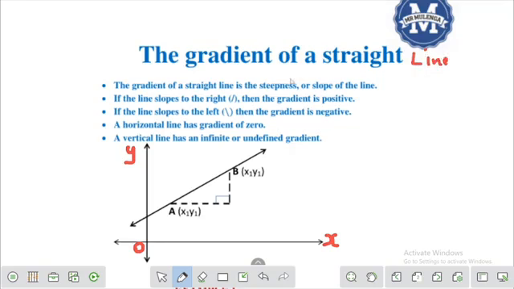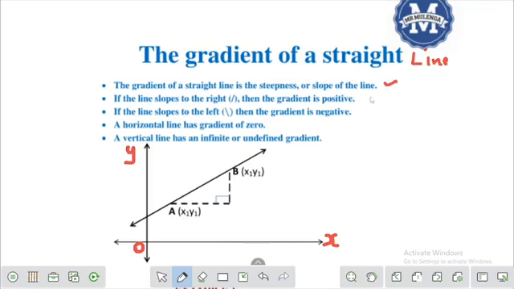Before we look at how we can find the gradient of the straight line, first of all, we need to understand what gradient is. The gradient of the straight line is just the steepness or slope of the line. That is what we call the gradient.